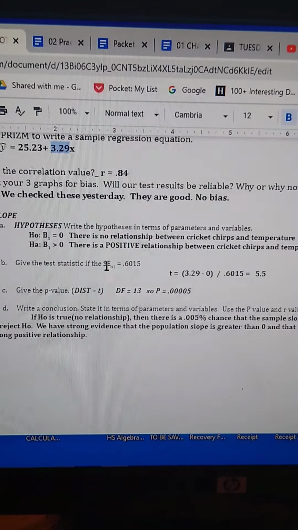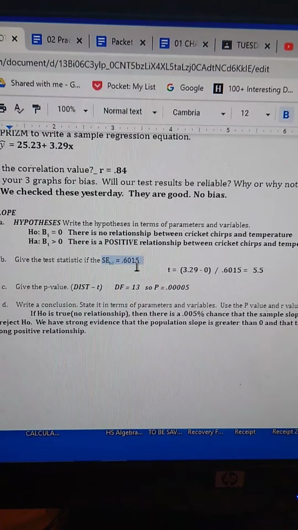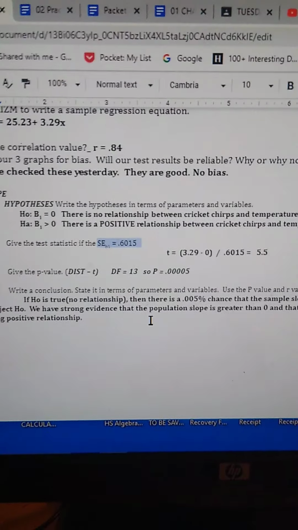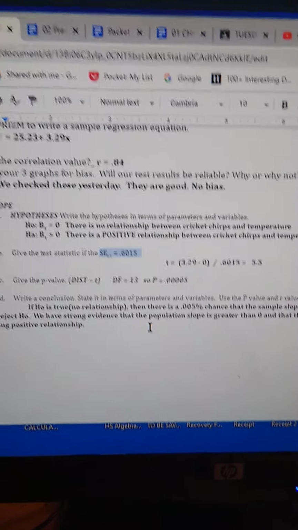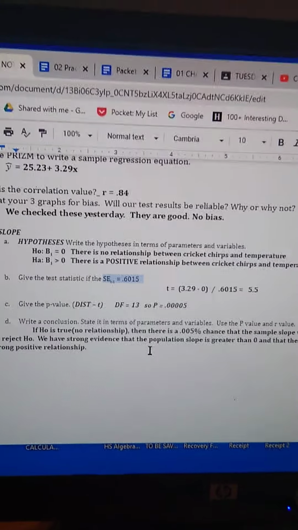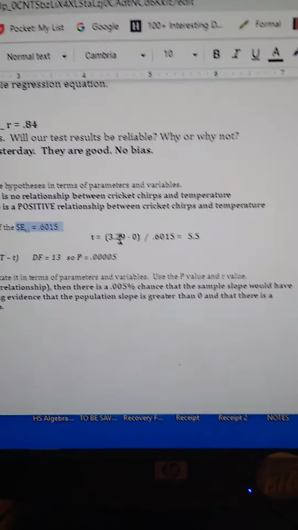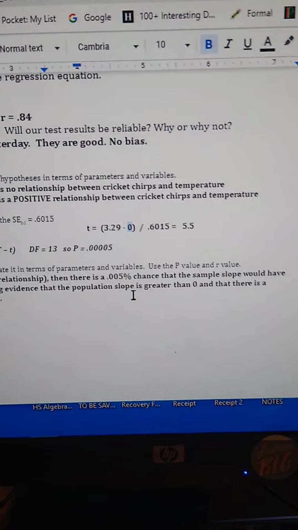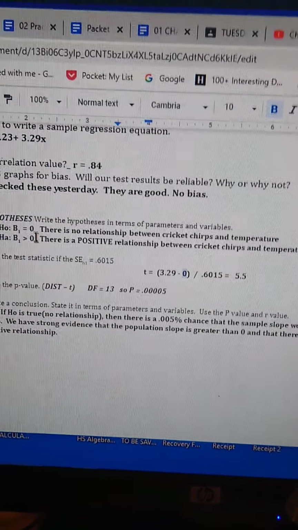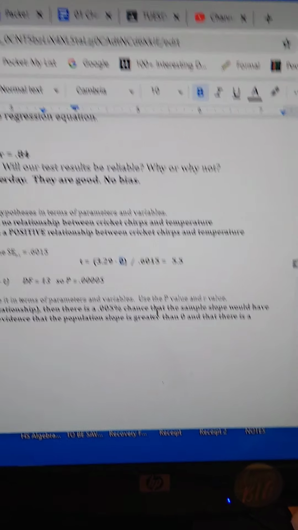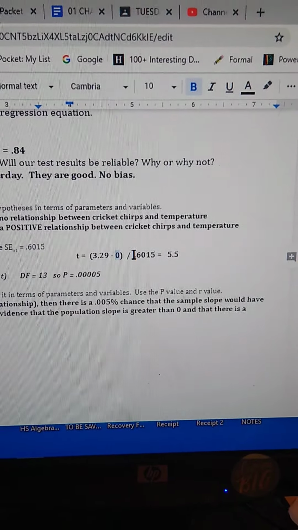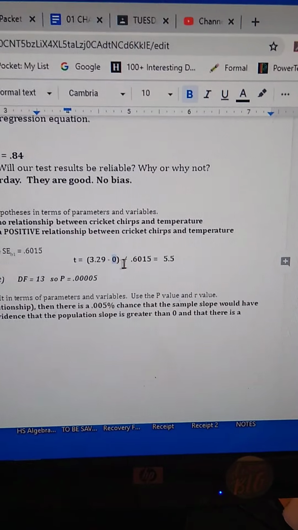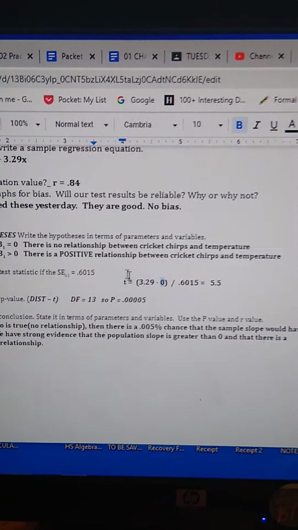Give the test statistic if SE sub B sub 1 is 0.6015. So again, we're providing the standard error for you. We're providing the spread. So I'm going to run the T formula, my slope minus what I'm hypothesizing the slope to be, which is almost always going to be 0. It can be other things, but for us it's going to be 0. And then I'm going to take that difference, or 3.29, divided by the spread that was given to us for slope, SE sub B sub 1.